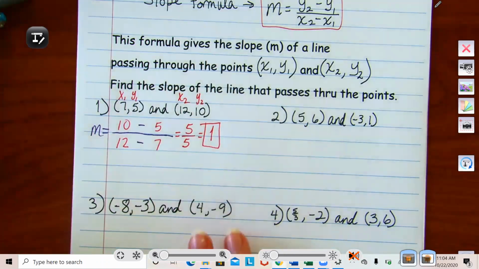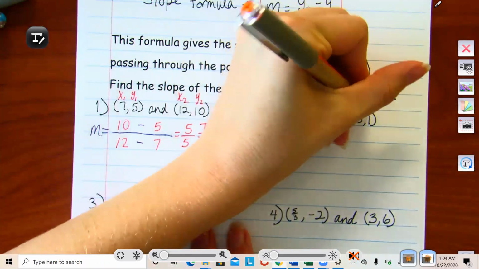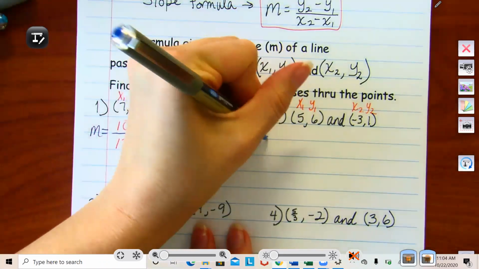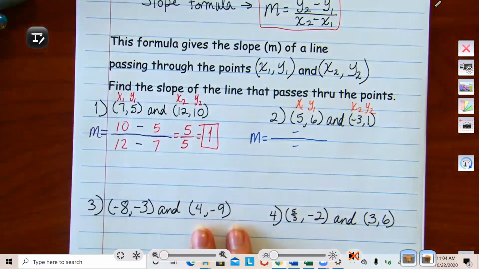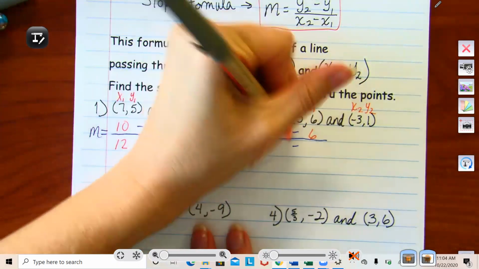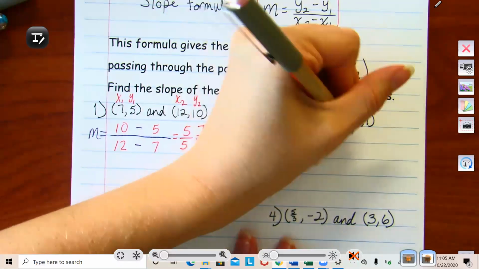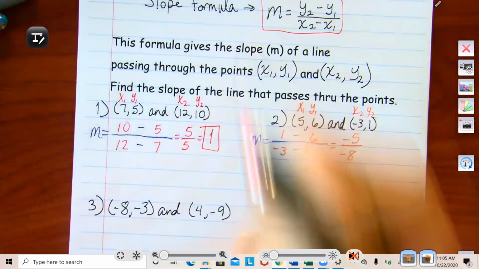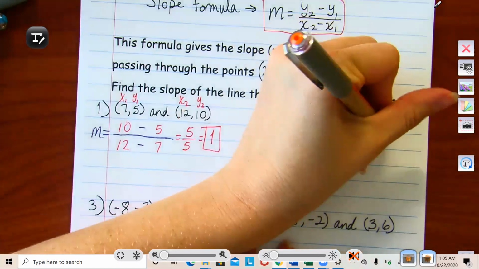All right, number 2, same thing, x1, y1, x2, y2. Here's my bare bones formula, and then I'll fill in my numbers. That's going to be 1 minus 6 over negative 3 minus 5. So 1 minus 6 is negative 5, and negative 3 minus 5 equals negative 8. And those negatives would just cancel each other out, making it positive 5/8.